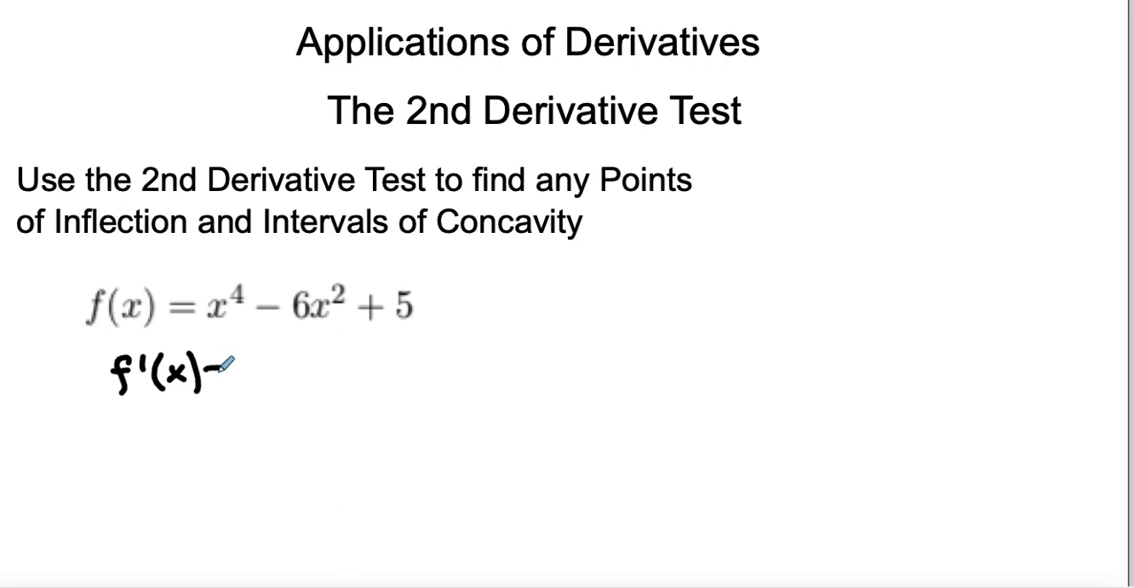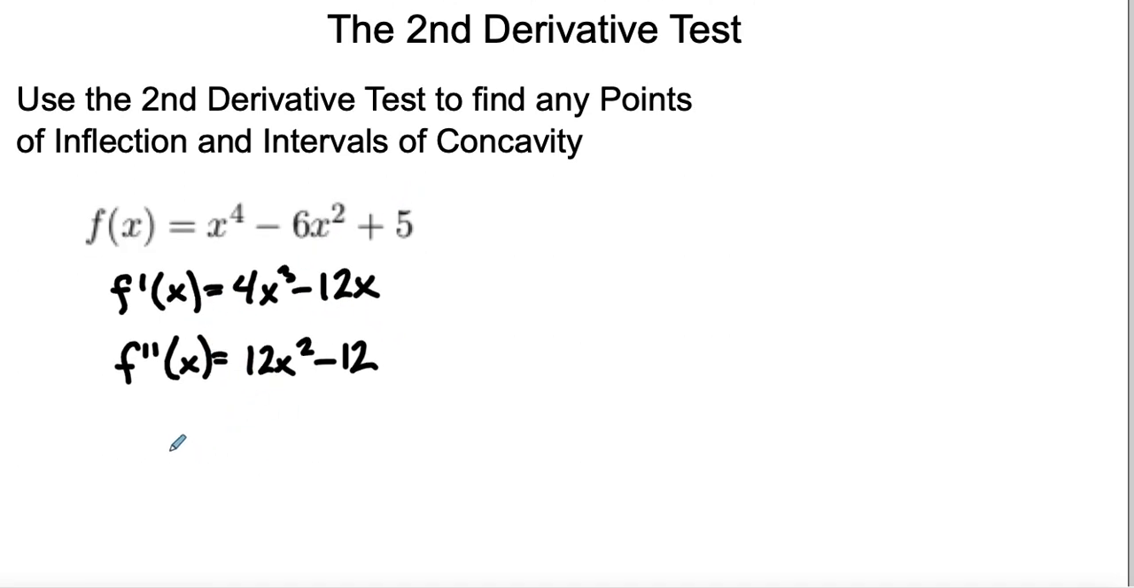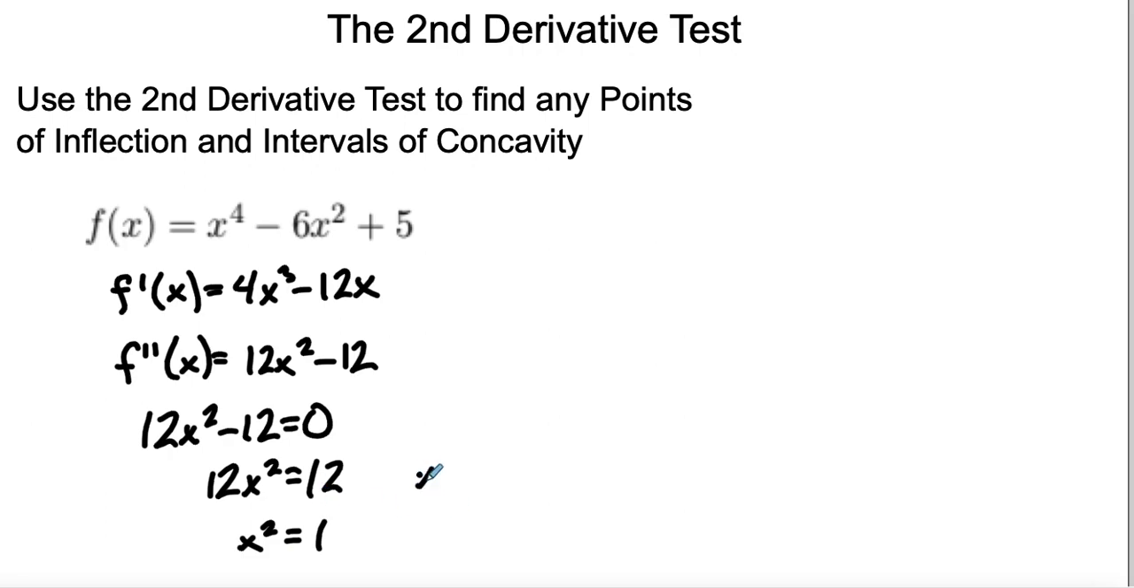So if I found f prime of x, that would give me 4x cubed minus 12x, and if I go again, I'm going to have 12x squared minus 12. You can actually keep going by hand here. This is not that bad. 12x squared minus 12 equals 0 gives me 12x squared equals 12, so x squared equals 1. So x equals plus or minus 1. Those are going to be my x values for the points of inflection.